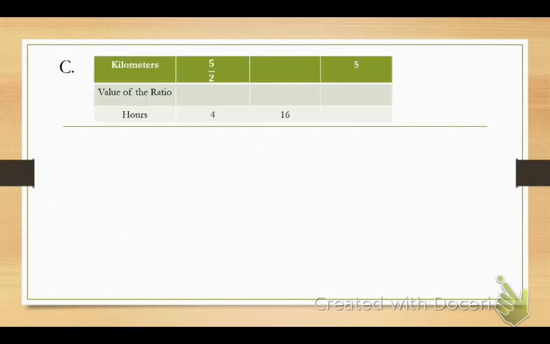All right, for this next example, I am comparing kilometers to hours. Take your red pen. If I am working from the top to the bottom, do I need to divide or multiply? Divide. I will divide. If I am working from the bottom to the top, I have to multiply. First things first, we want to find the value of the ratio.